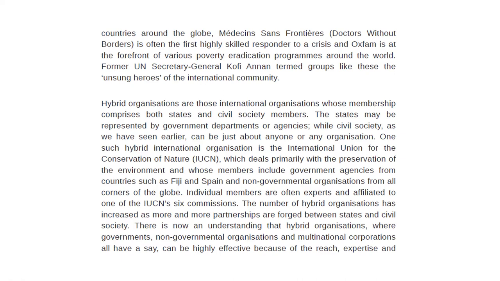Former UN Secretary General Kofi Annan termed groups like these the unsung heroes of the international community. Okay, that's another slang term. You got a lot of slang terms in this chapter, which is good for your English, you know? So unsung hero means a hero that does not get any credit, all right? Superman, Batman, Wonder Woman, they are not unsung because they get a lot of credit. They're very famous, but groups that people, again, not in the limelight, don't get a lot of press, media, but they still do their jobs and they take care of people. They're the unsung heroes, according to UN Secretary Kofi Annan, of the international community.